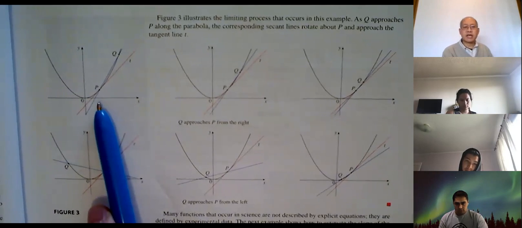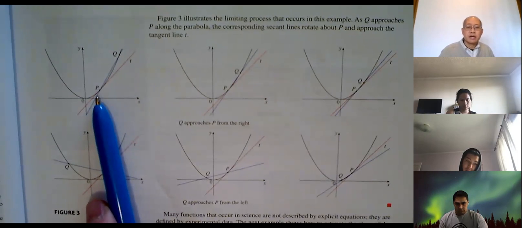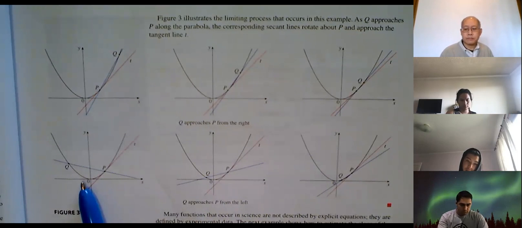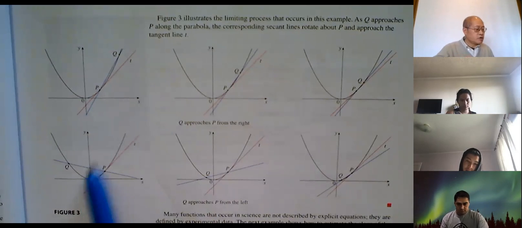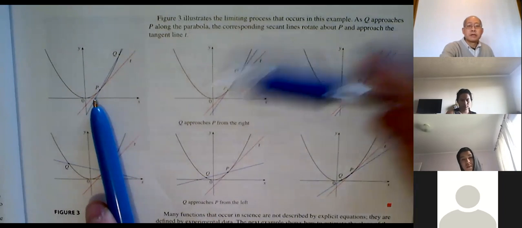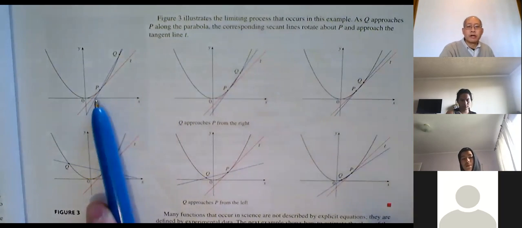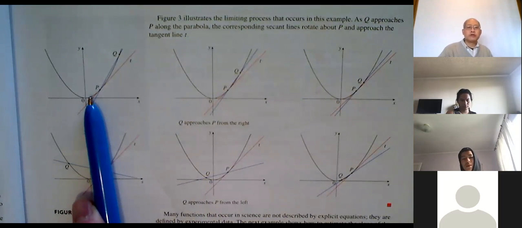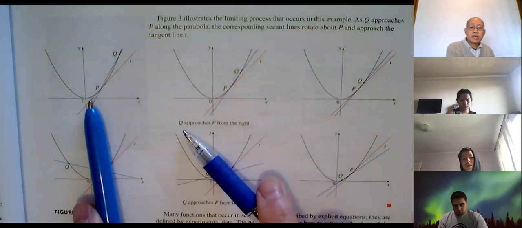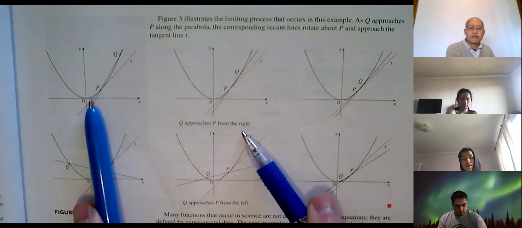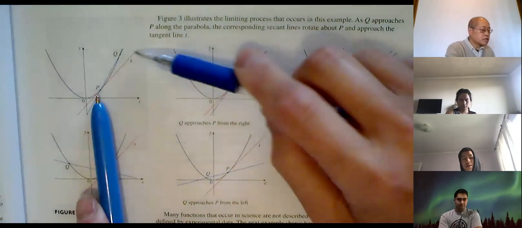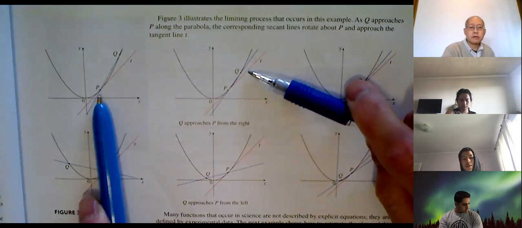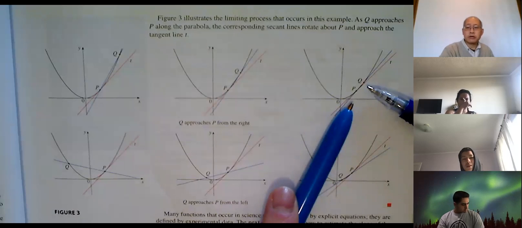Okay, what are they trying to say here? Look at letter P. The P stays the same in all of them. They're using this concept: Q is the second point. So notice P is the same for all of them. Q moves. Q approaches P from the right. So notice PQ, then Q got closer and still closer.